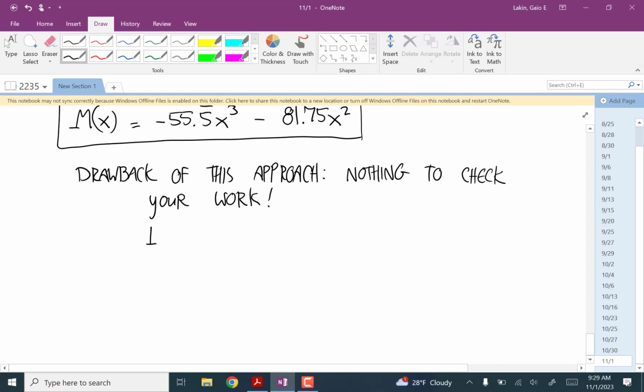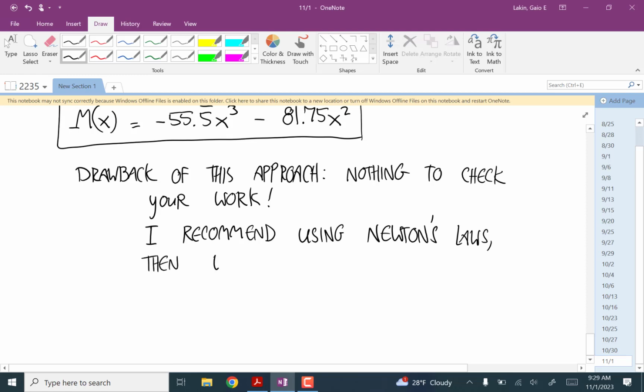Okay, so I recommend using Newton's laws and then use those derivative relationships as a check.